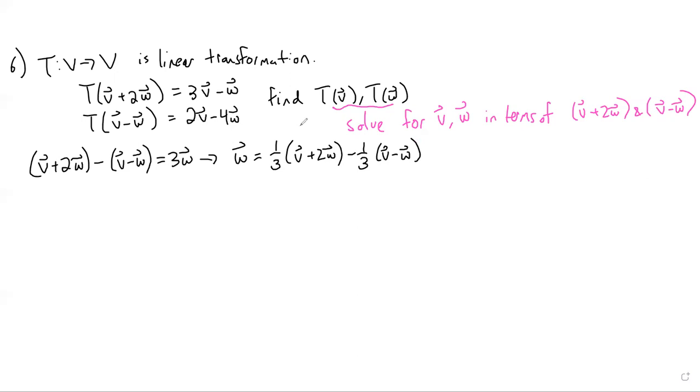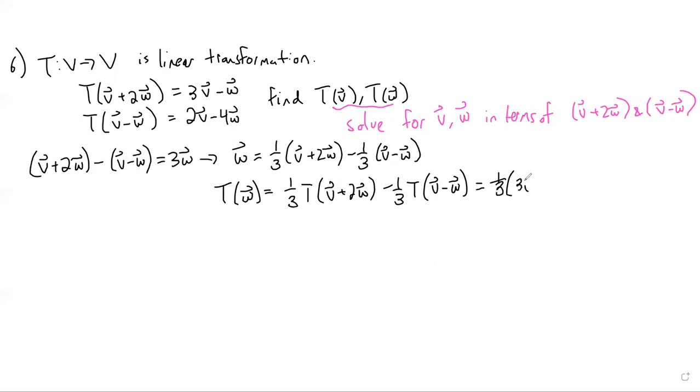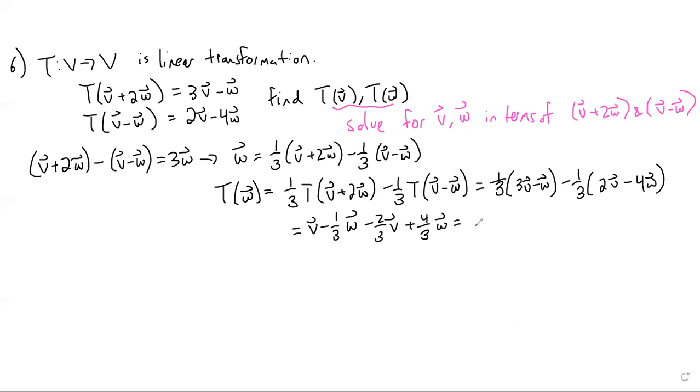And so that means I can find T of W by basically just using the transformation on this. So T of W is going to be a third of T of V plus 2W minus a third of T onto V minus W. And we know these values. So this is going to be a third of 3V minus W minus a third of 2V minus 4W, which is V minus a third of W minus 2/3 V plus 4/3 W, and we end up getting W plus a third of V.